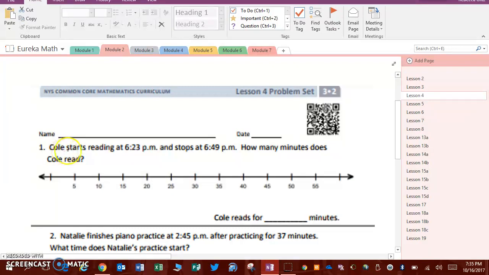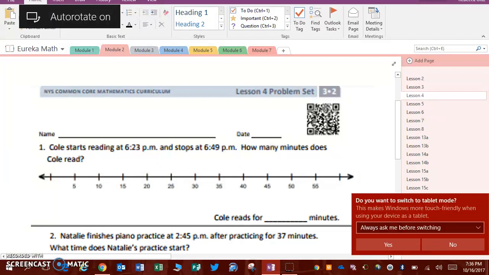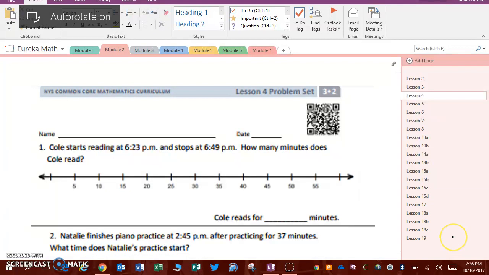Number 1 says Cole starts reading at 6:23 p.m. and stops at 6:49 p.m. How many minutes does Cole read? So in this case, we're trying to figure out how many minutes passed between 6:23 and 6:49. So I'm going to go to my number line and find where 6:23 is, okay?